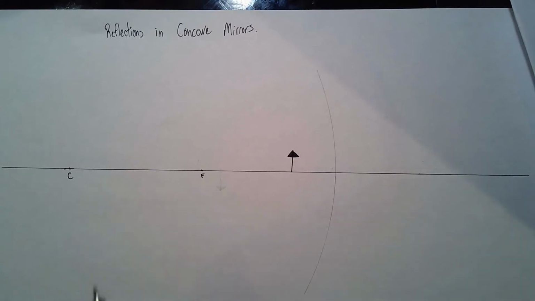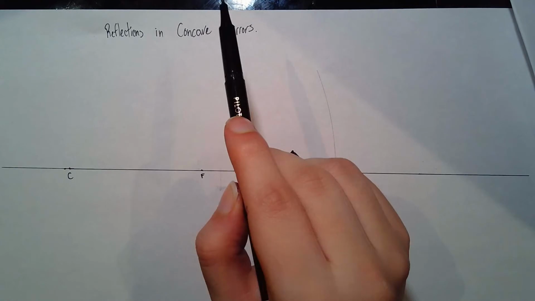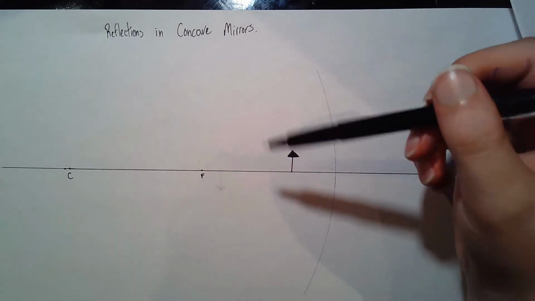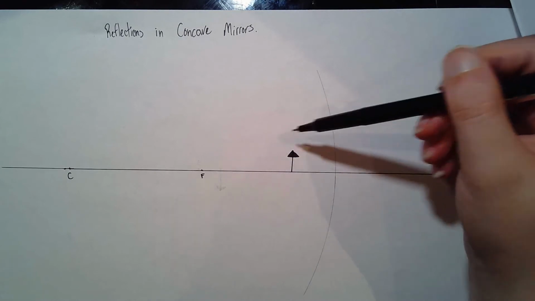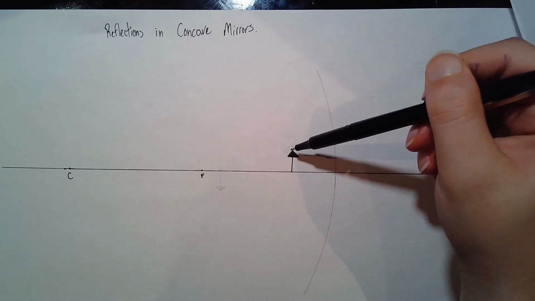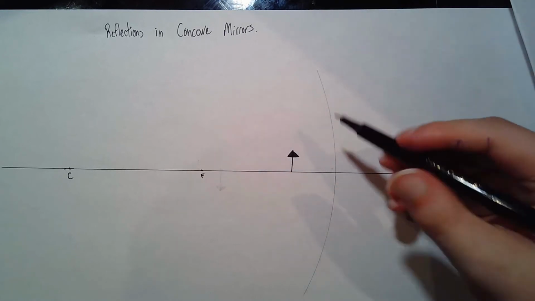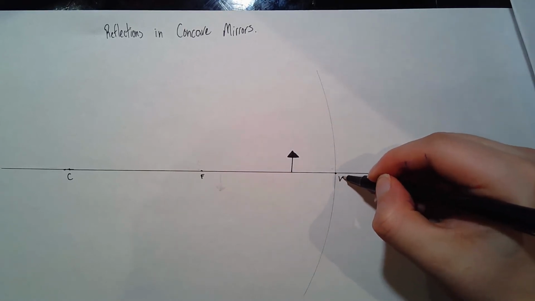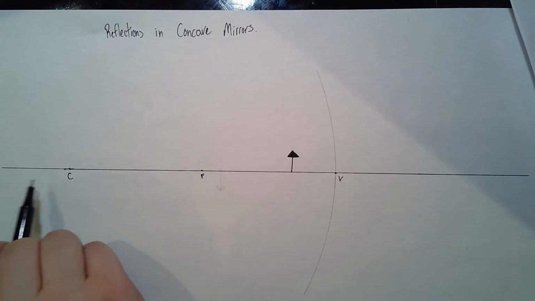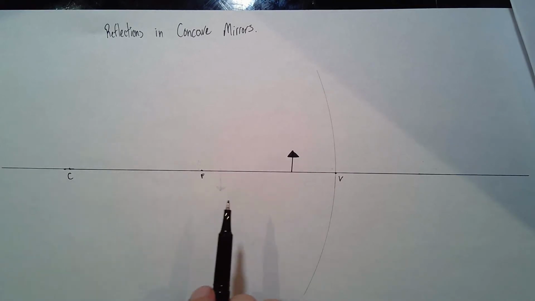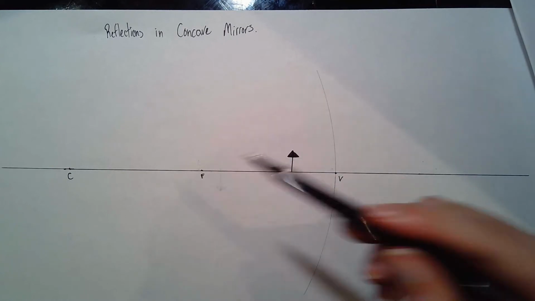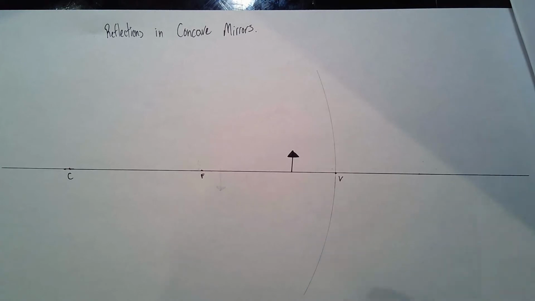Alright, so in this video we are continuing to look at reflections in concave mirrors and finding their image. The main difference with this problem is where the object is, right? So our object in this case is between the focus and the vertex of the mirror, right? In our previous problem it was beyond the center of curvature, so it was off here. But in this case we have our object in between our focus and our vertex.